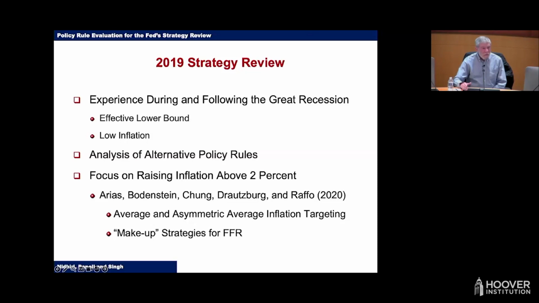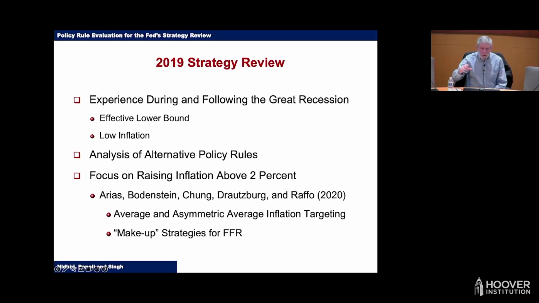The one that's most relevant for our purposes is one by Jonas Arias et al. And these were all mixed between people from the board and people from regional Feds. They were very high profile internal papers. And that paper in particular focused entirely on policy rules and on alternative policy rules. And they focused on 2 things. One is average or asymmetric average inflation targeting, where you target the average inflation for whatever number of years before. They used 8, and the asymmetric is that you do that if inflation's below 2%, but you don't do that going down.